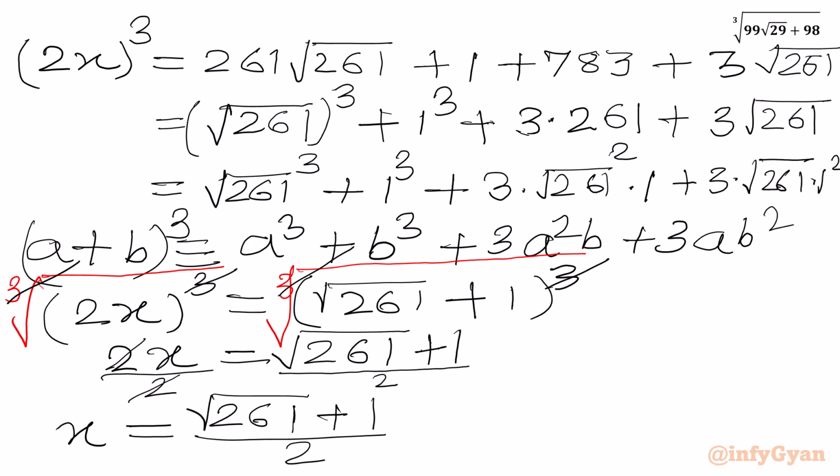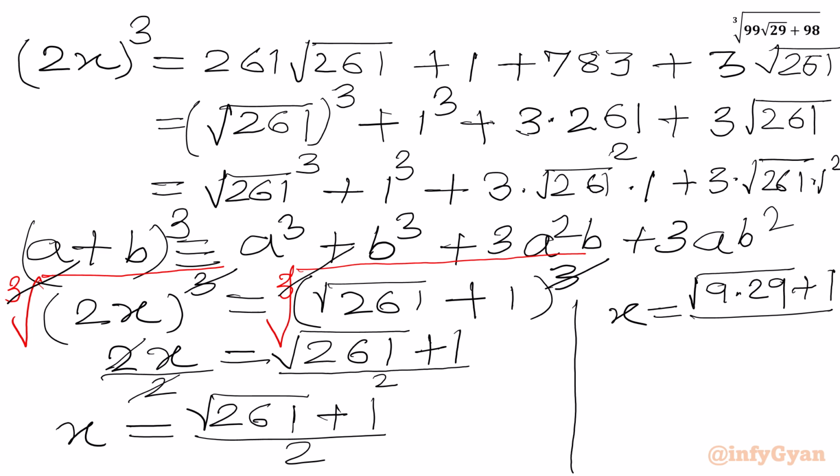Now I can factor 261 as 9 times 29. So here I can write x equal to square root of 9 times 29 plus 1 over 2. Now this 9 will come out as 3 from the square root. So we'll get our answer: 3 times square root 29 plus 1 over 2.